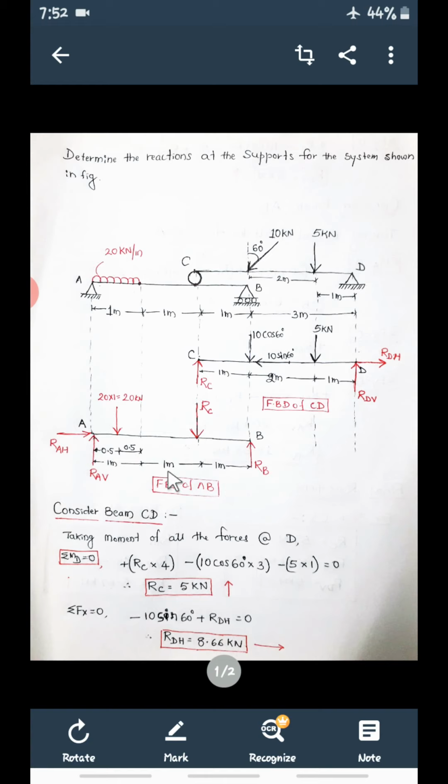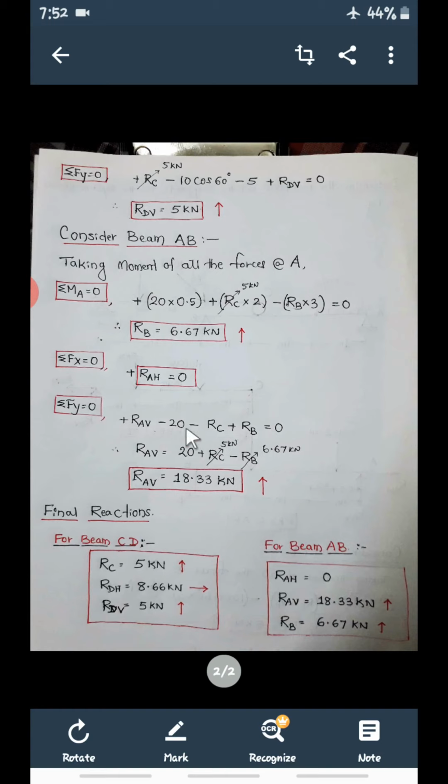RB into 1 plus 1, 2 plus 3. Okay, so RB into 3. Now with reference to A, this will produce anti-clockwise. It is minus RB into 3. Minus RB into 3. So this is summation MA, this is equal to 0.